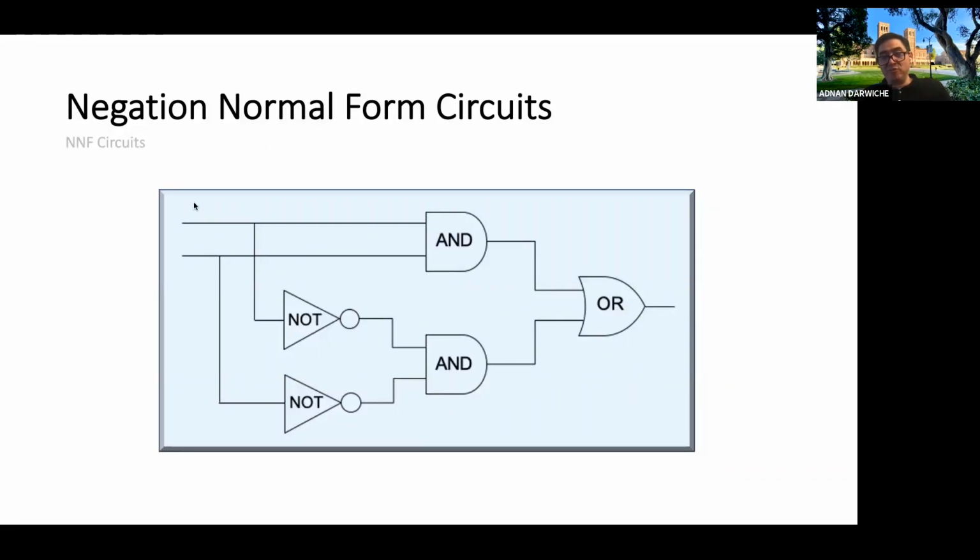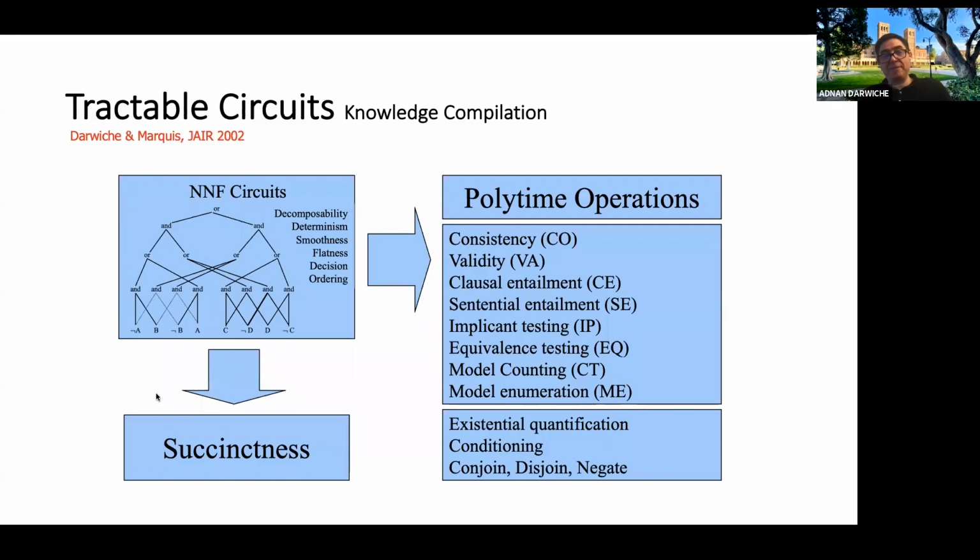You have an input and a layer of potentially OR gates that are applied to the inputs, and then ANDs and ORs. So the idea of NNF circuits is you can only have negations next to inputs. But after that, just layers of ANDs and ORs. And then what happens is the following.